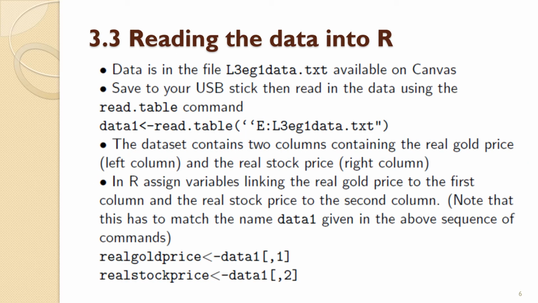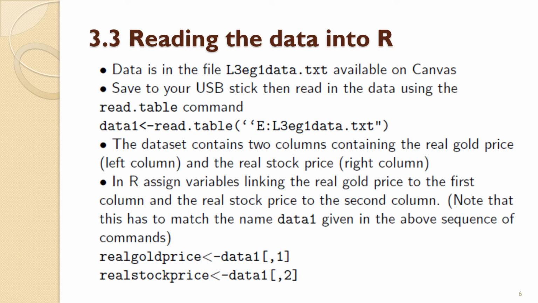So in this gold price and stock price example, just to repeat the steps in terms of reading the data into R, the data is on Canvas. The best thing to do is to save this onto a USB stick and then read in the data using this command here. The read.table command takes the file path in quotes, and you need to make sure you get the drive right here. On my computer, my USB drive is drive E. This might be slightly different on your computer, which means that if you're doing this on your own laptop, it's possible you will need to change the path in the read.table command.